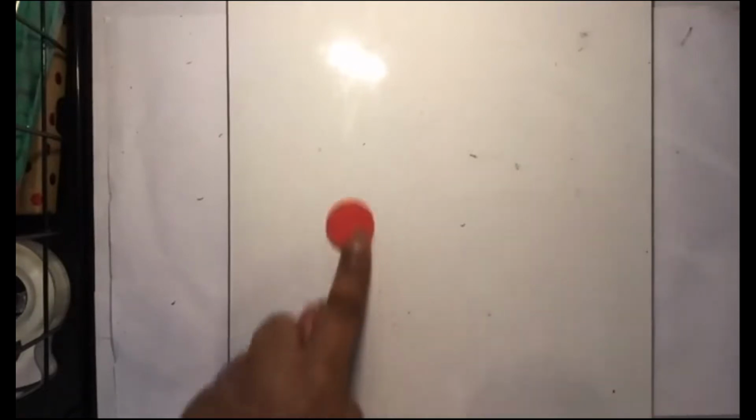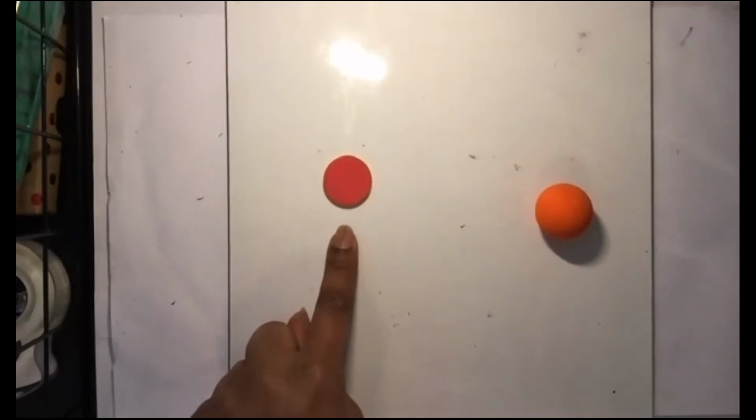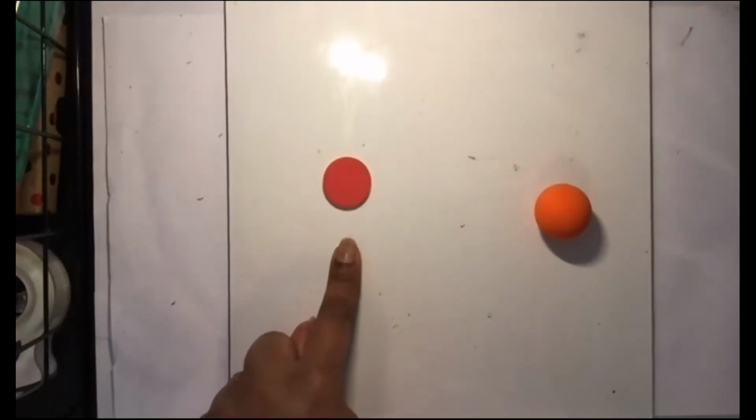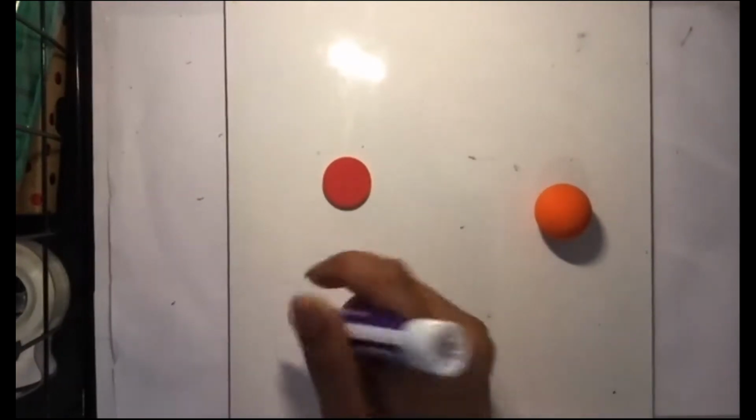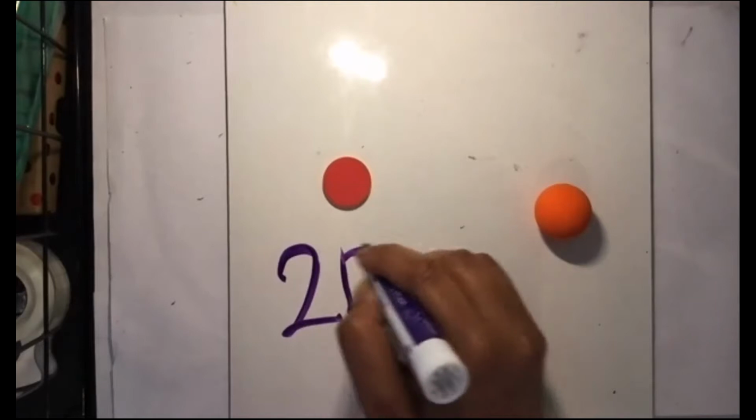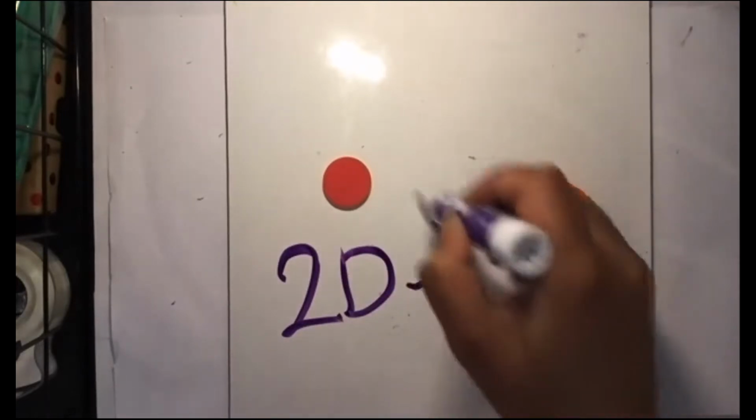Okay, so this is 2D, this is 3D. We're going to focus on 2D shapes. They're also called plane shapes. Vamos a enfocarnos hoy en formas de 2 dimensiones.